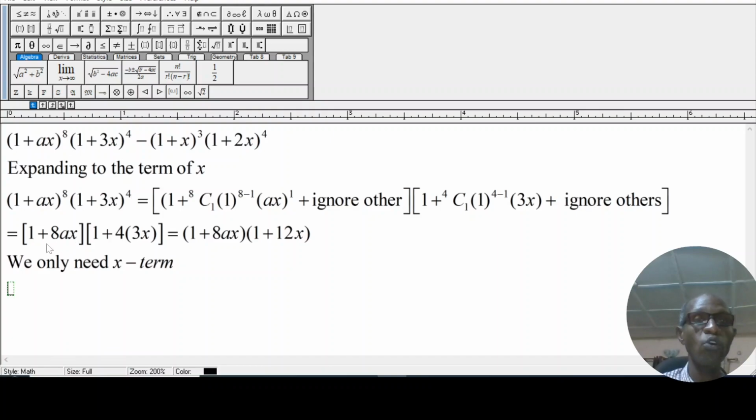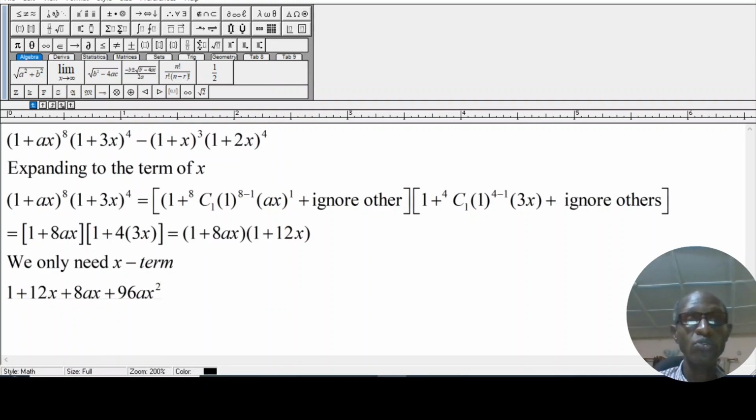So let's open up the brackets. We only need the x term. For the sake of this class, let's expand everything, but actually we don't need to expand everything. We just need to go straight to the term we need. So: 1 plus 12x plus 8ax plus 96ax squared.